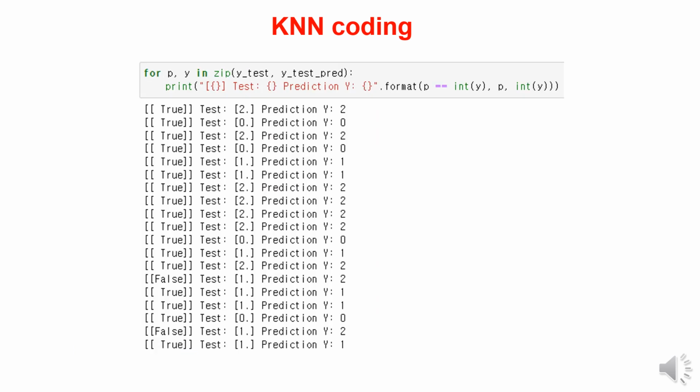Lastly, as explained in the random forest video, we can use a for loop to create a simple code that checks whether the actual species and the predicted species match or not. As shown in this slide, when the actual and predicted values match, it is displayed as true, and when they do not match, it is displayed as false.